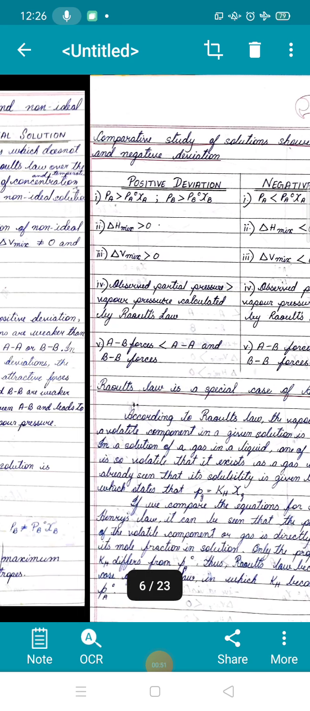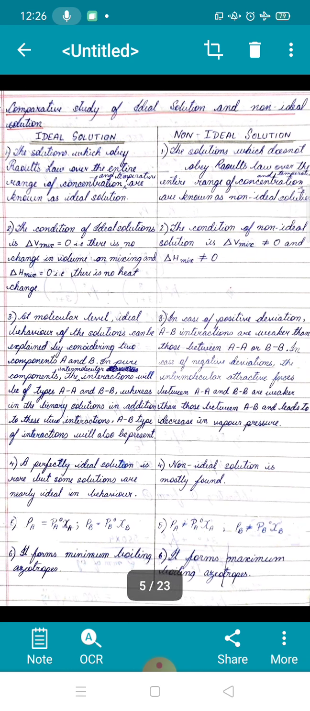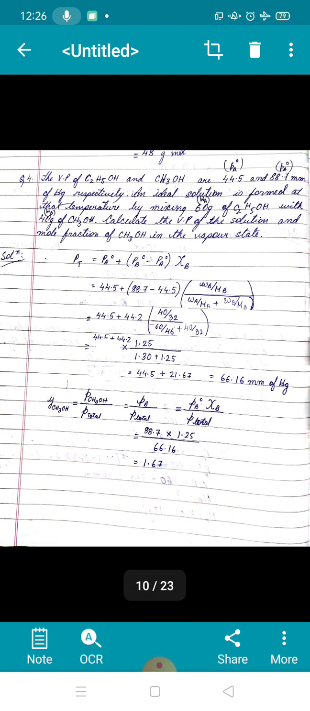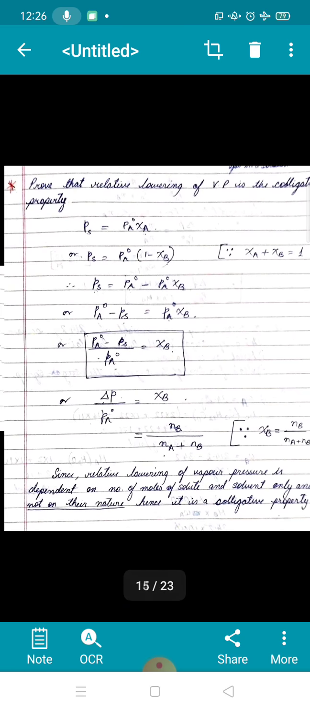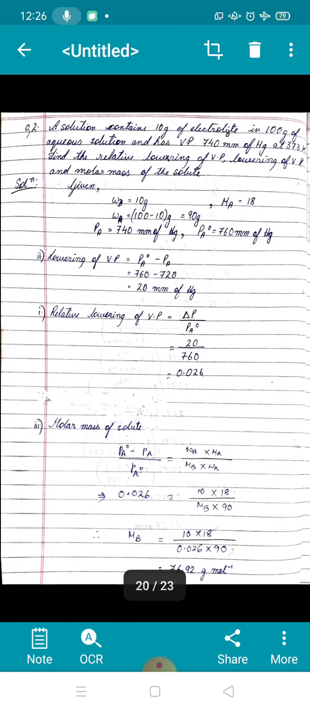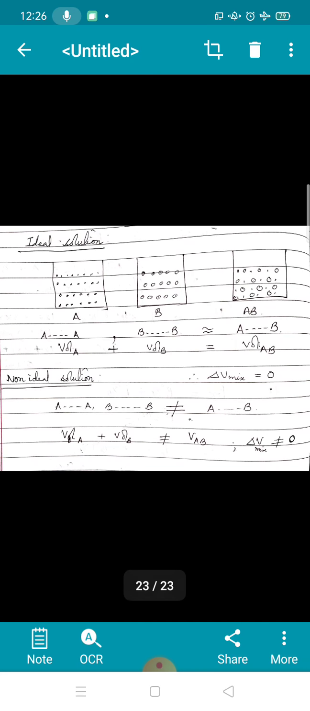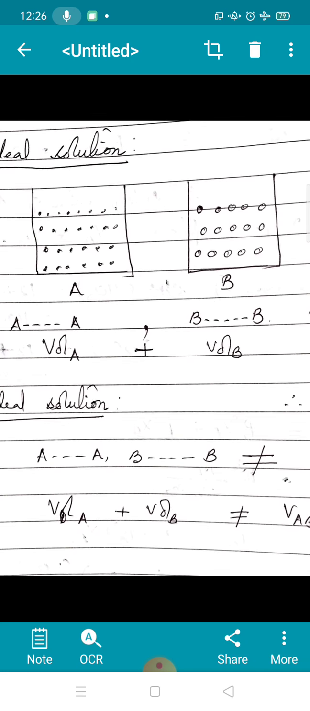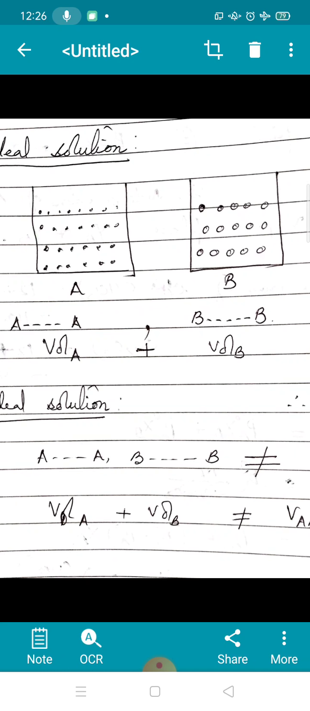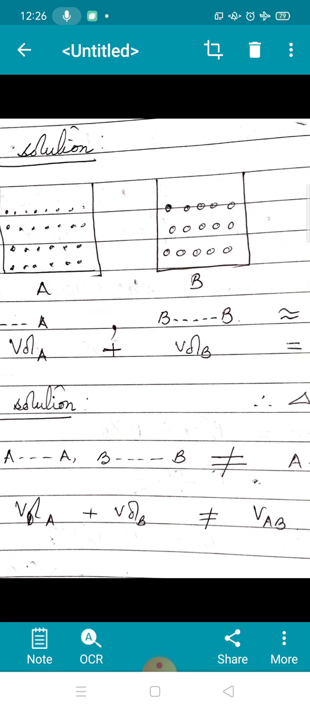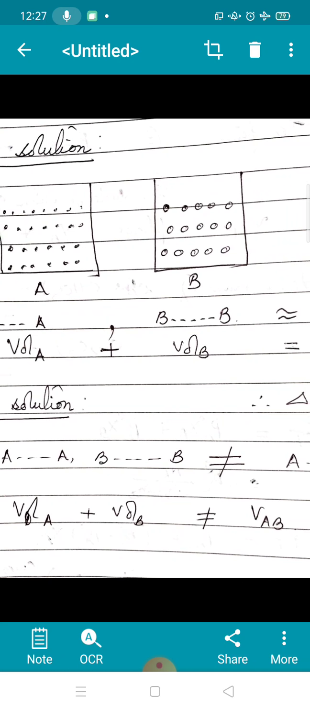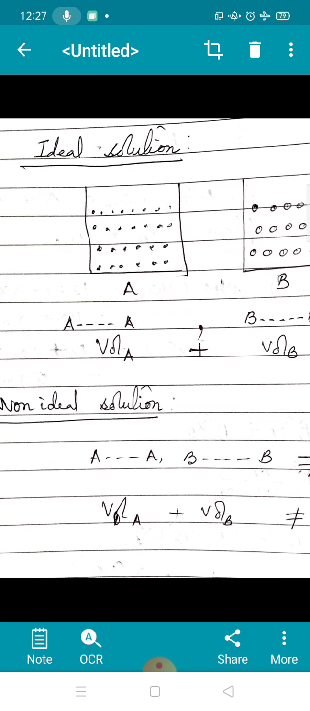So let us try to understand what we mean by the terms ideal and non-ideal solution. By ideal solution we mean the solutions... Suppose I take two components A and B. Let me take the picture. Suppose we have two components A and B. You can see I have shown the components of A with a dot and components of B with hollow balls.